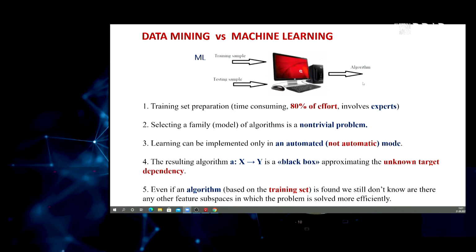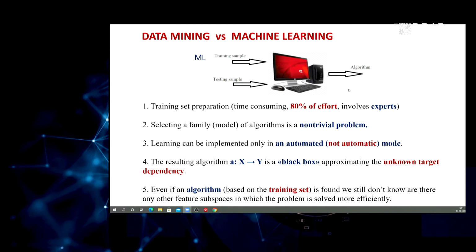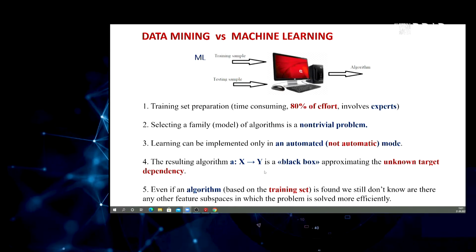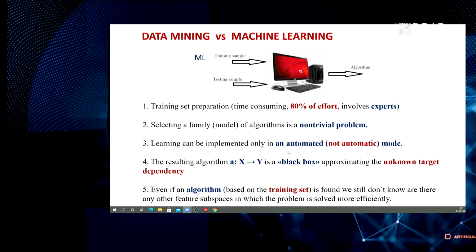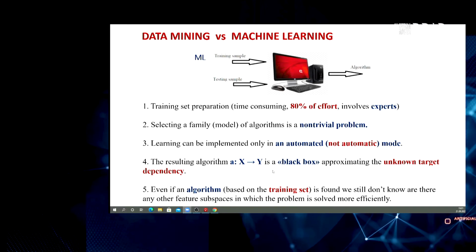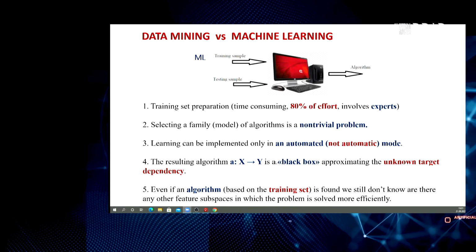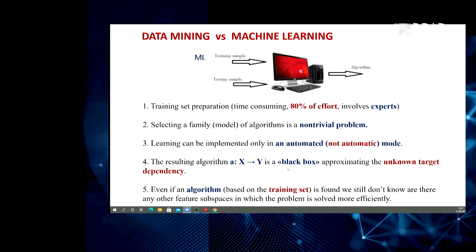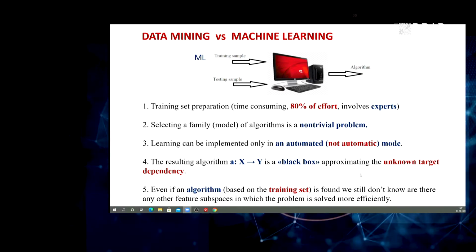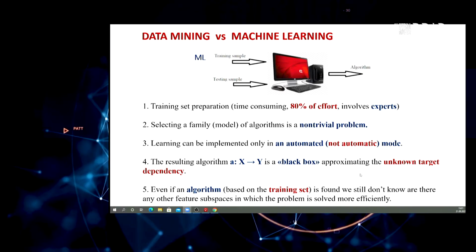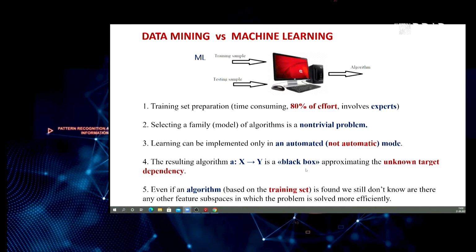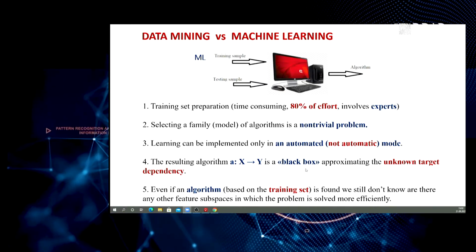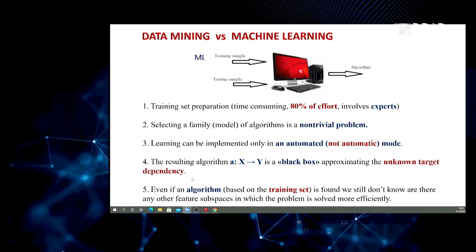The resulting algorithm that we will get looks like a black box. So it is an algorithm that can be hardly interpreted. And even if these algorithms approximate the unknown dependency, we don't have much knowledge about this algorithm. That's why we call it a black box.